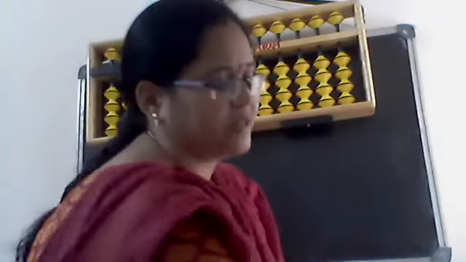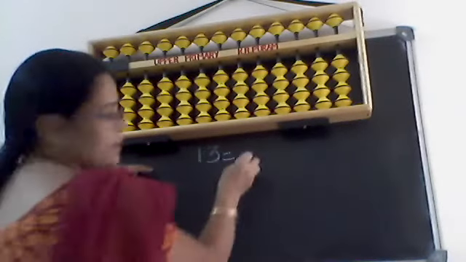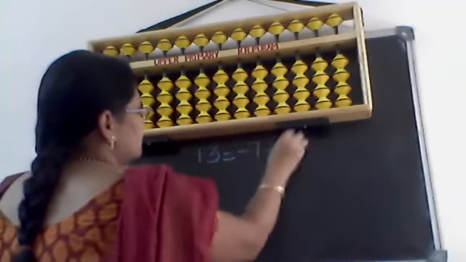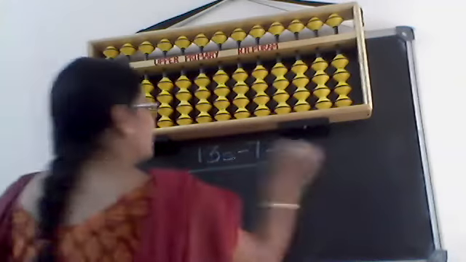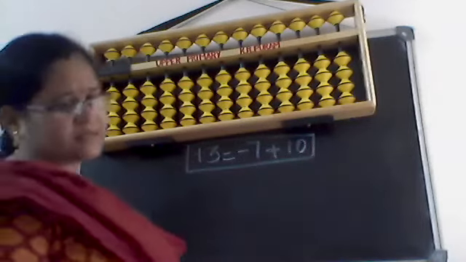Yes, children? Now, you look at the board. I'll be writing a question of plus 3. So, what is the plus 3 formula? Plus 3 equals minus 7 plus 10.